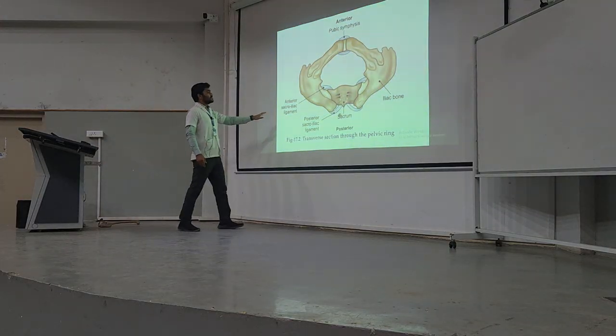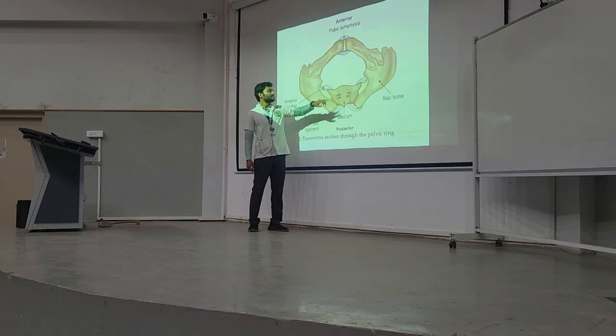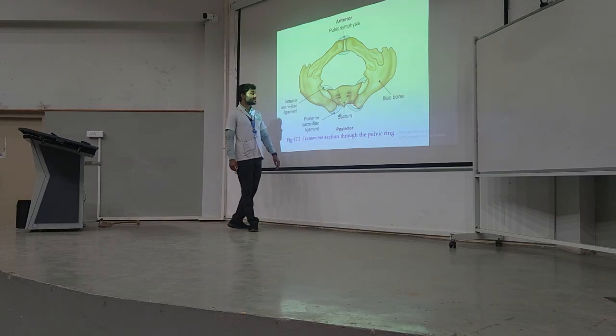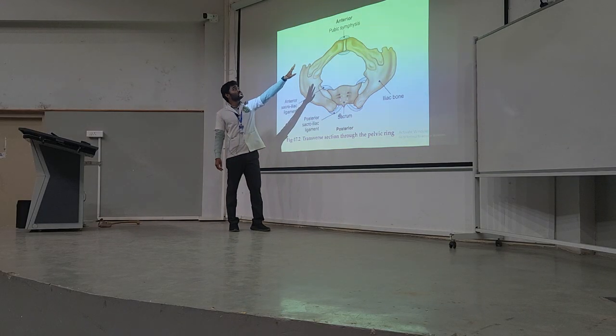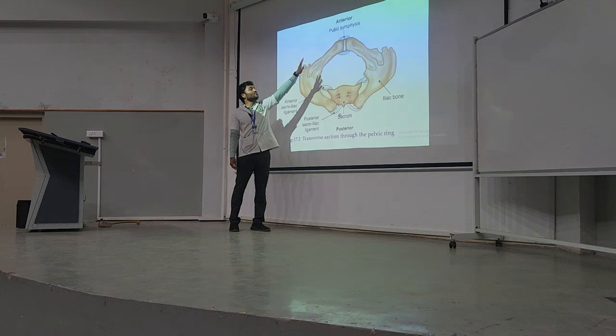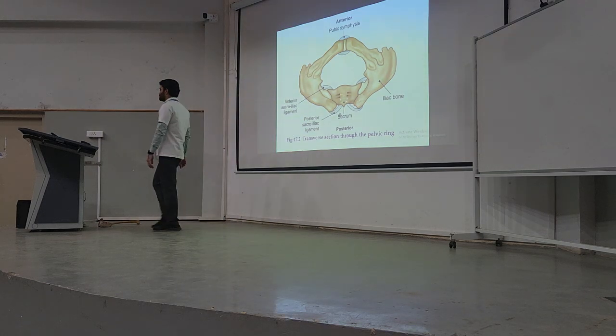So here it is more visible. This is the sacrum. There are anterior and posterior sacroiliac ligaments. In the pubic symphysis also you can see above and below will be the ligamentous fibers.